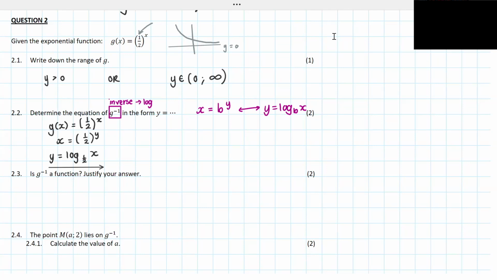Alrighty, so question 2.3 says, is g to the -1 a function? Justify your answer. So what do you guys think? Is it a function? Yes or no?